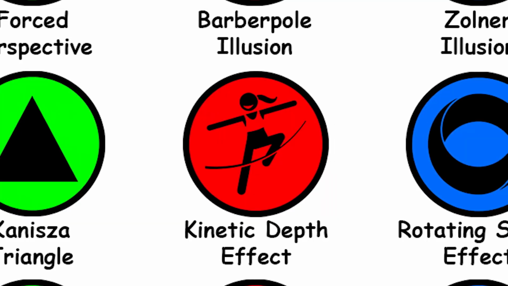Kinetic depth effect. This spinning dancer can be seen to be spinning in both directions. This happens because there's a lack of visual cues for depth. For example, the dancer's arms can be perceived to be moving in the foreground, between her and you, or in the background, behind the dancer's body.